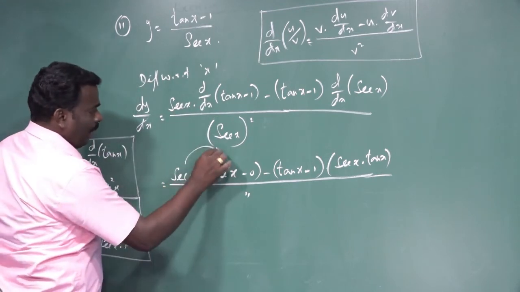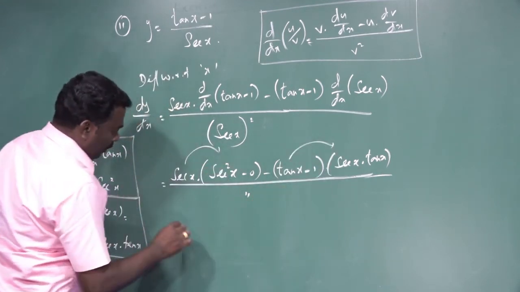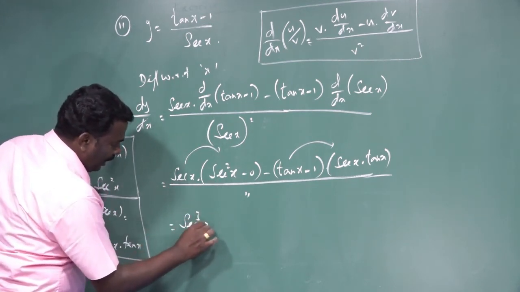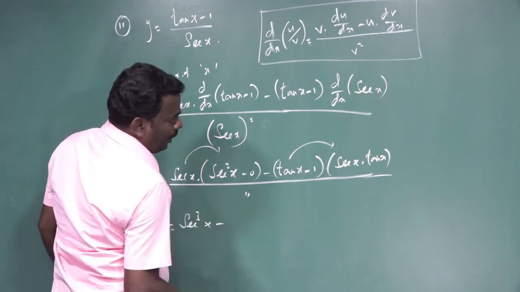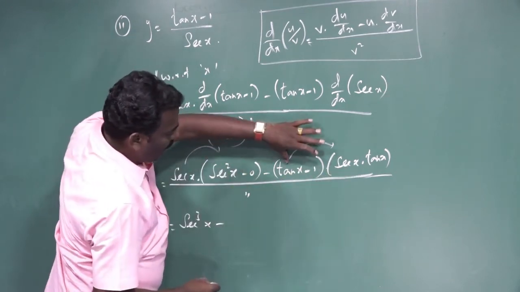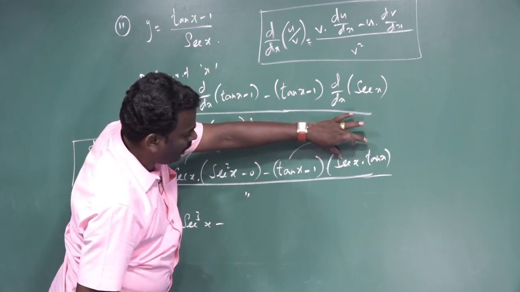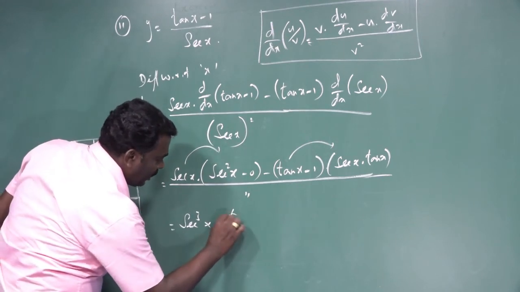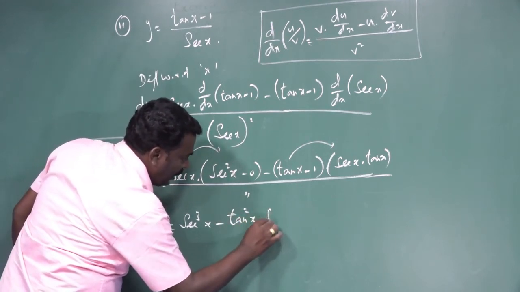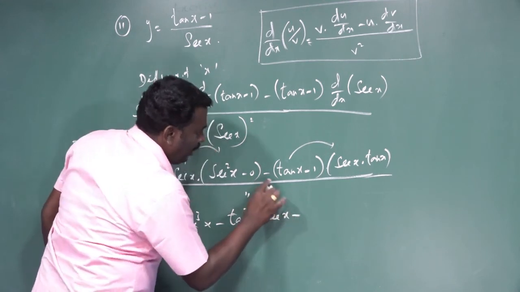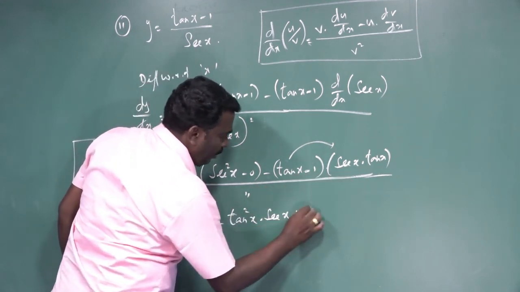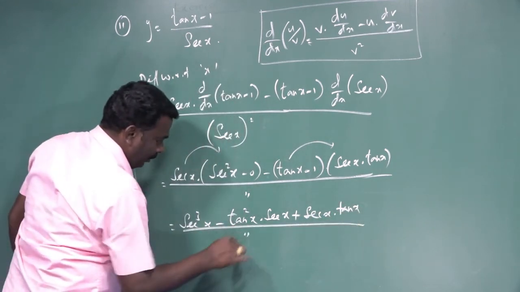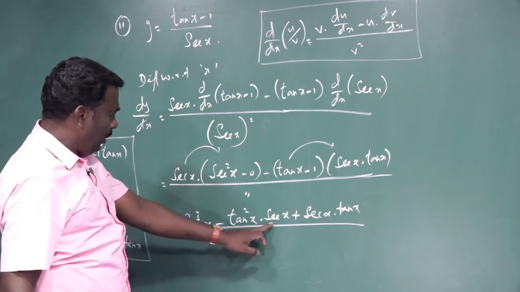Now just simplify by multiplying the terms. Secant x into secant squared x gives secant cubed x. Then minus, multiplying tan x into tan x, gives tan squared x into secant x, and minus into minus gives plus secant x into tan x, all over the same denominator.